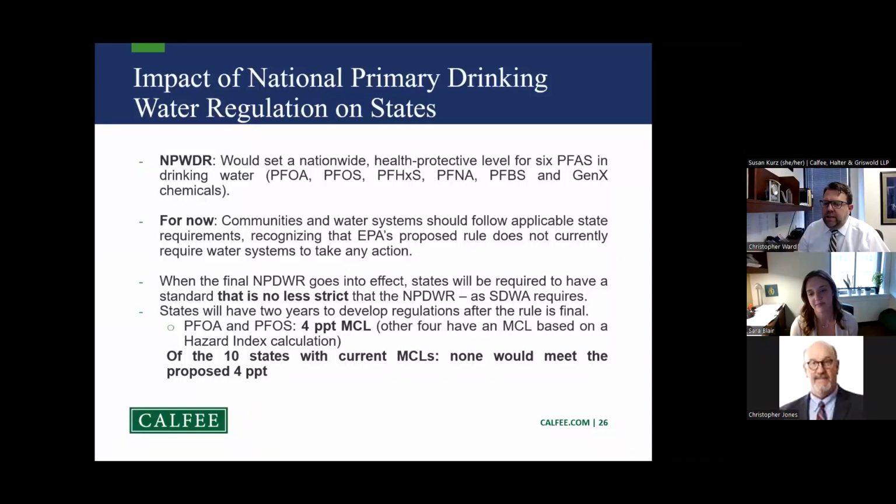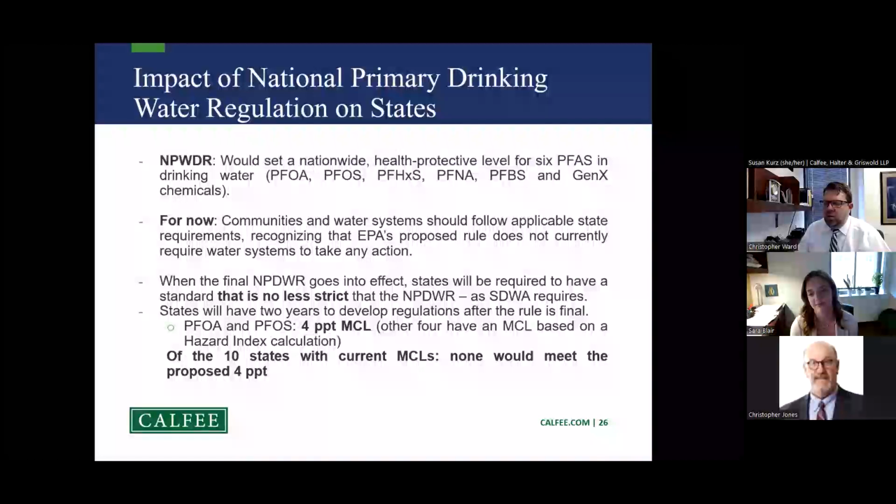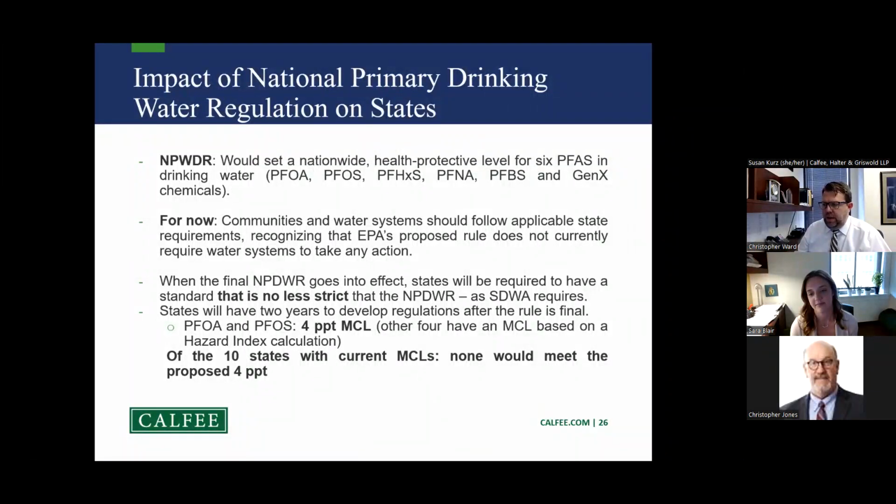But of the 10 states with current MCLs that I showed you on the previous slide, please note that none of those would meet this proposed 4 parts per trillion. But until passed, those acting in these states will need to follow the applicable state requirements. And even once passed this national drinking water standard, as Sarah explained, it will have a couple-year on-roading for states to get their MCLs or no less strict compliance into play.